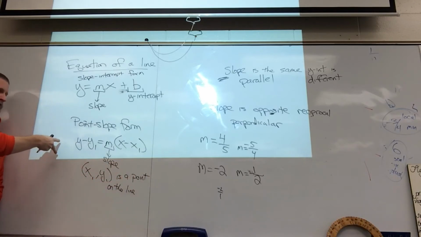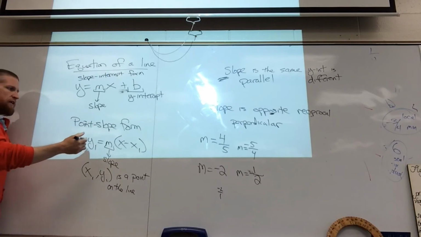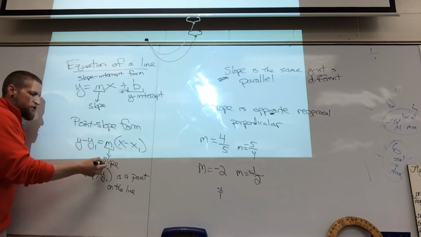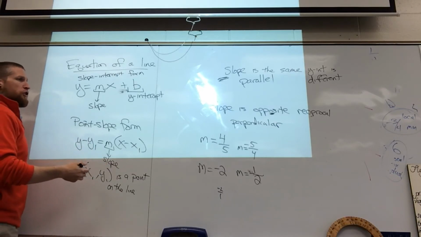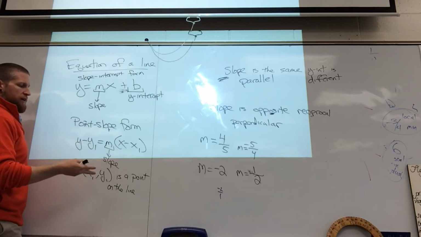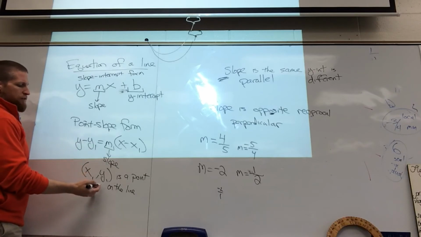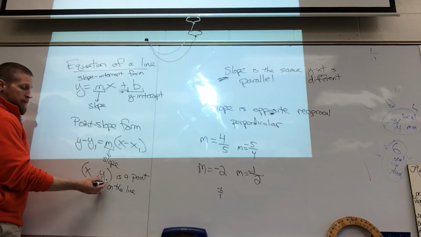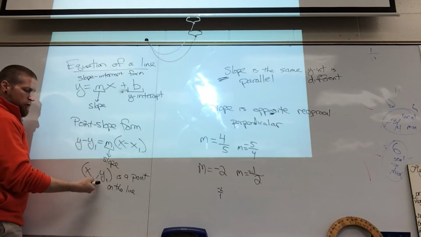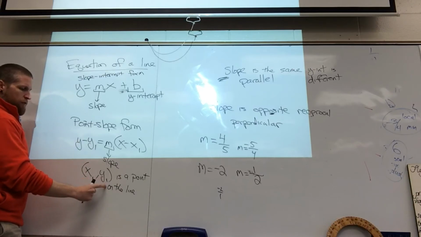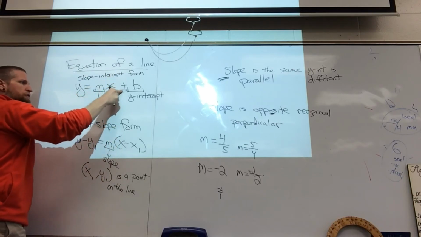For this one to actually work, you have to either know enough information to get the slope, meaning they're already going to tell it to you, or they'll give you 2 points to find it. They also have to tell you within the problem, if you're writing a line, a point that's on it. If they don't give you this information, you're probably not going to use this form. If they don't give you a point that's on the line, it's probably going to reference back to this.